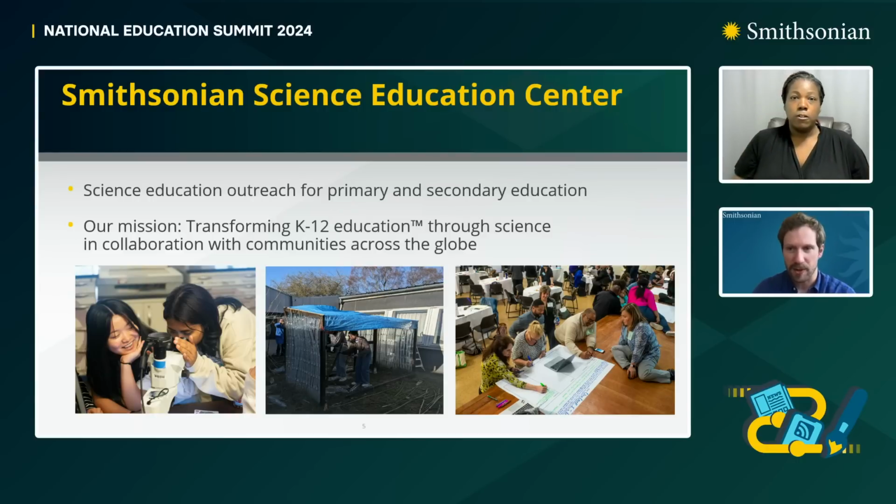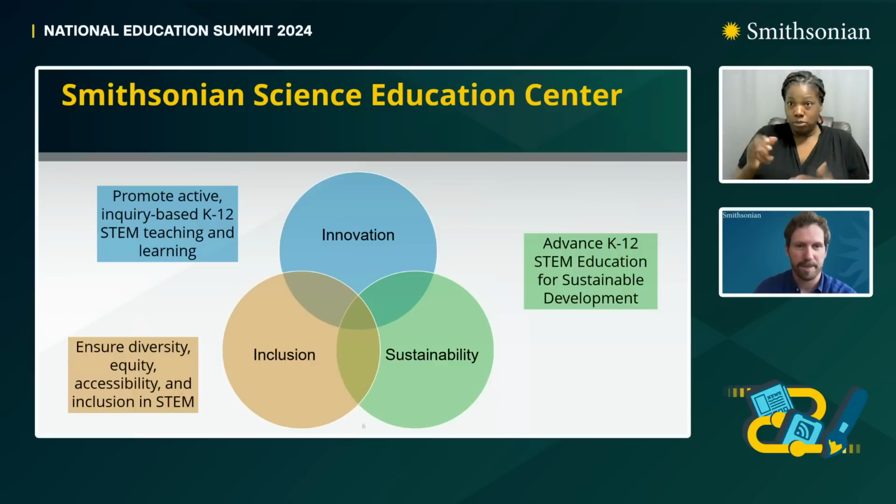As one of the centers at the Smithsonian Institution, the Smithsonian Science Education Center serves as the education outreach arm for all of the science, the collections, and the research at the Smithsonian. The ways that we go about this outreach are through the development of curriculum, professional development, and freely available research guides for educators, and freely available digital experiences in the shape of games, educational simulations, digital videos, and more. The mission of the Smithsonian Science Education Center is transforming K-12 education through science in collaboration with communities across the globe.